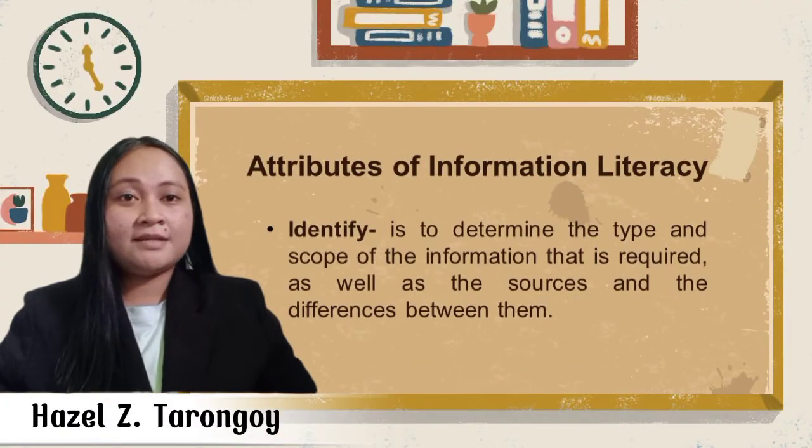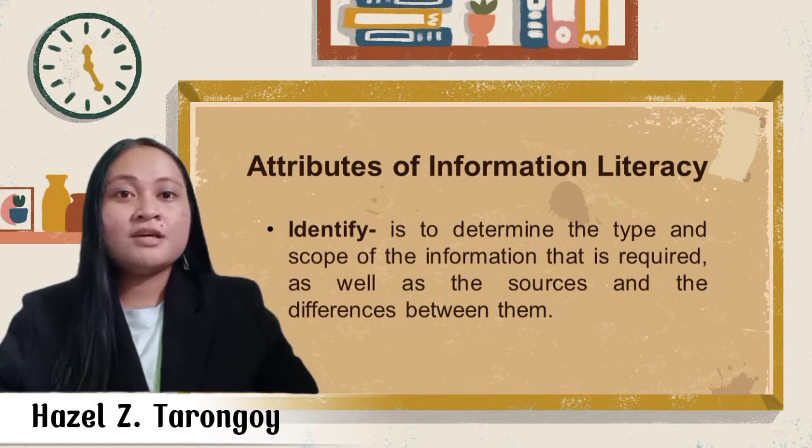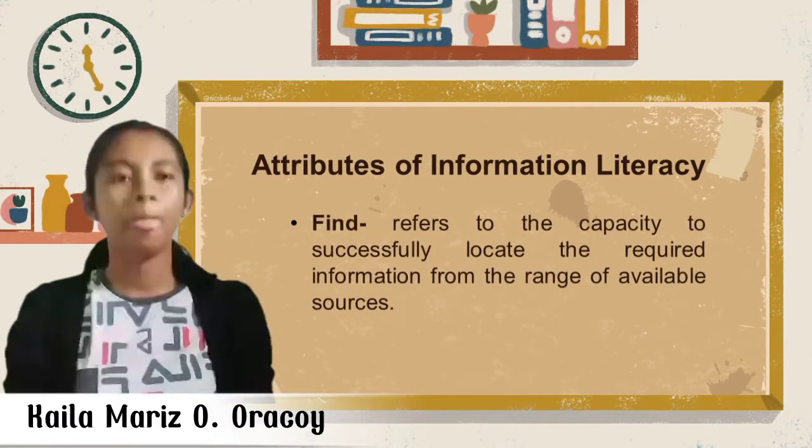The first attribute of information literacy is to identify. When we say identify, it is when we use our critical thinking in gathering information. One crucial example of this is when you are doing your research or thesis. You need to understand your topic and be able to determine the sources or necessary information needed or required.